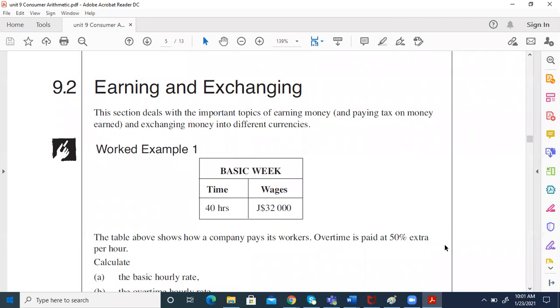All right, so earning and exchanging. This section deals with the important topics of earning money, paying tax on money earned, and exchanging money in different currencies. So it gives an example.